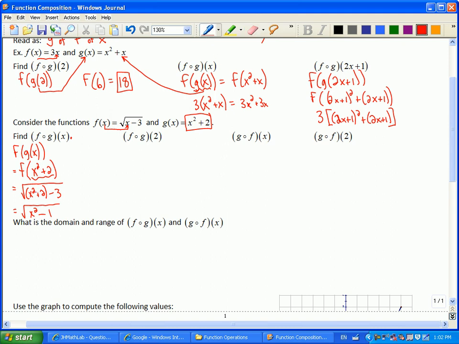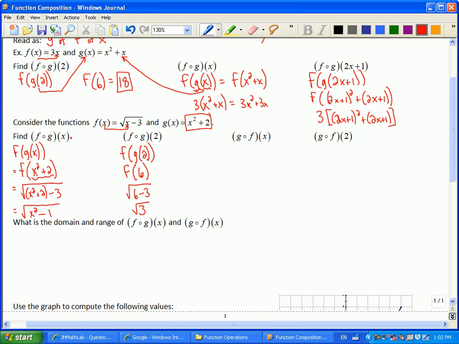So if I wanted to simplify it then, x squared plus 2 is going to go in where it used to be, and I get square root of x squared minus 1 once it's all done. Okay. And if we practice that with f of g of 2, you would end up with 2 is going to be, let's see here, 4 plus 2 is 6, so that'll be f of 6. And then f of 6 is going to be the square root of 6 minus 3, so that'll be root 3.